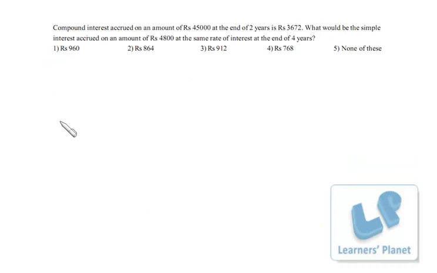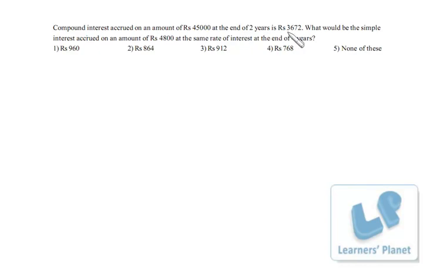Now this problem is based on compound interest and simple interest. Compound interest accrued on an amount of rupees 45,000 at the end of 2 years is 3672. What would be the simple interest accrued on an amount of 4,800 at the same rate of interest at the end of 4 years? Now, if I tell you this problem can be done mentally, right? You won't believe it. But if your concepts are clear regarding compound interest and simple interest, this sort of problem can be done easily. Now just listen to me carefully.